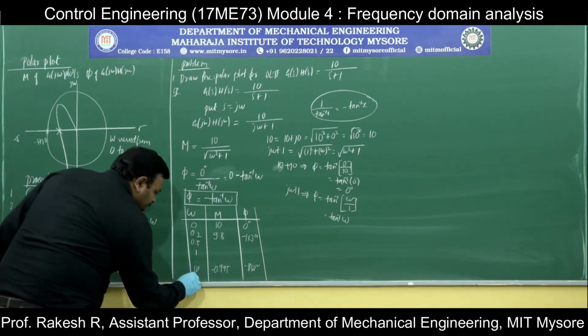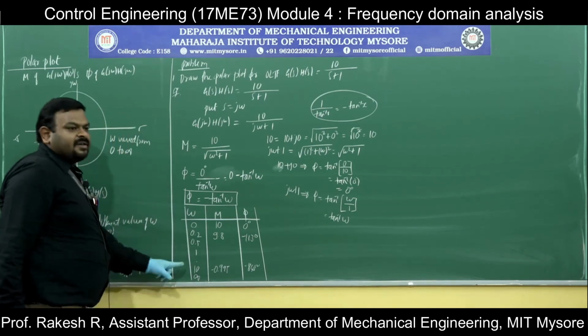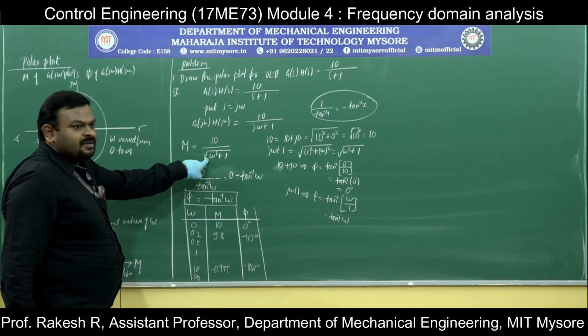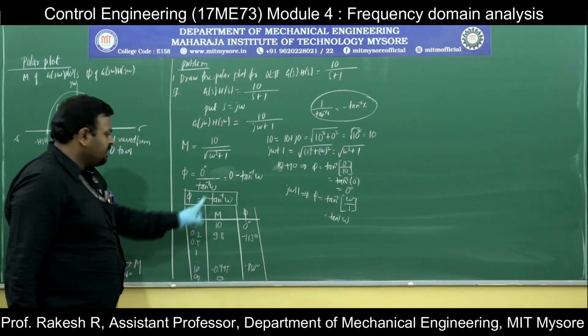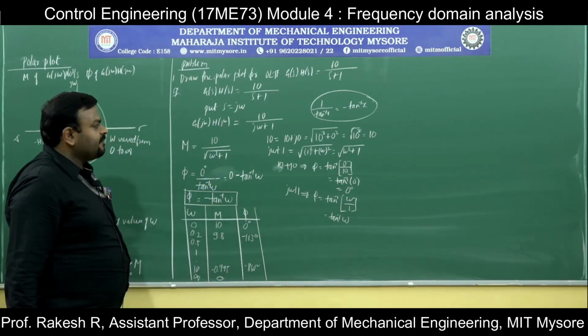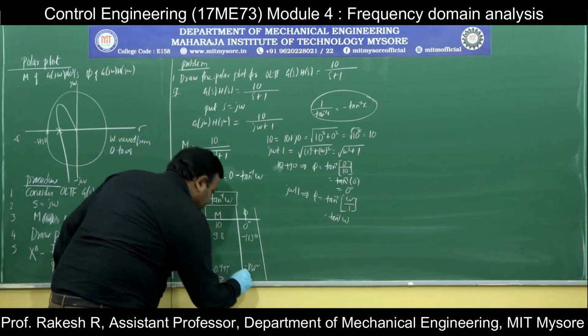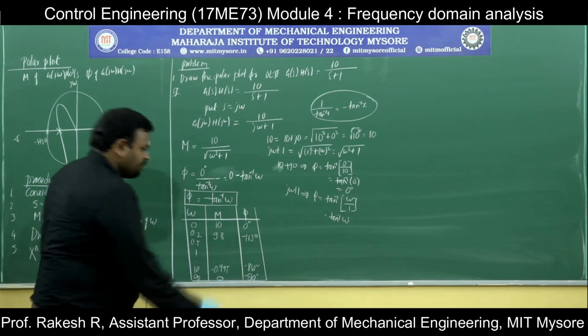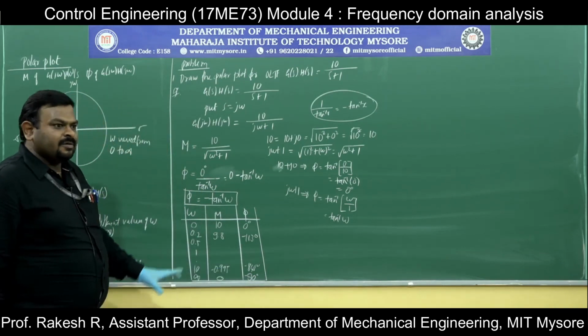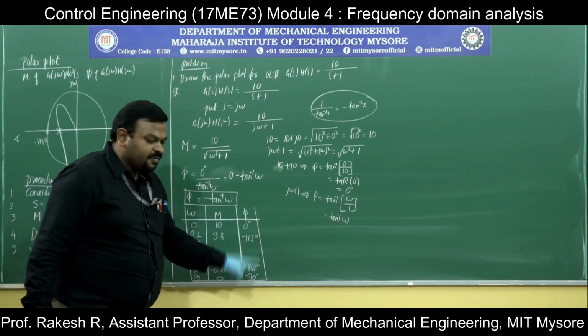Then finally I want for infinity. If I substitute infinity here, anything divided by infinity is 0. What is the phase angle? Tan inverse of infinity is 90 degree. Since it is minus, it is minus 90 degree. So the graph is going from 0 to minus 90 degree.